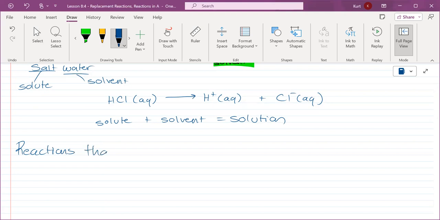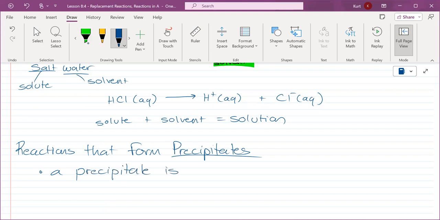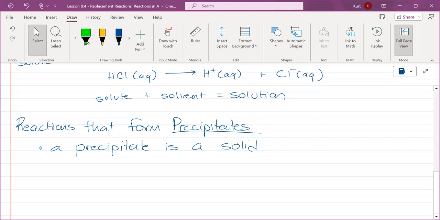Reactions that form precipitates. I believe this was on your vocab quiz yesterday. What state of matter is a precipitate? It is a solid. A precipitate is a solid. It's when you mix two liquids together and a solid actually forms. And it typically collects on the bottom of the container.